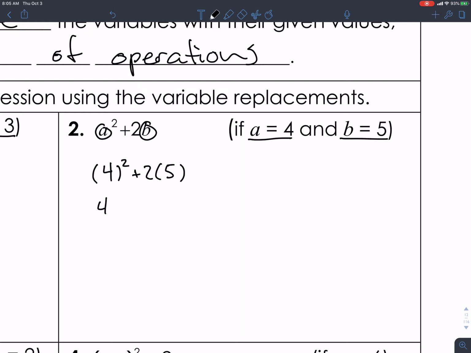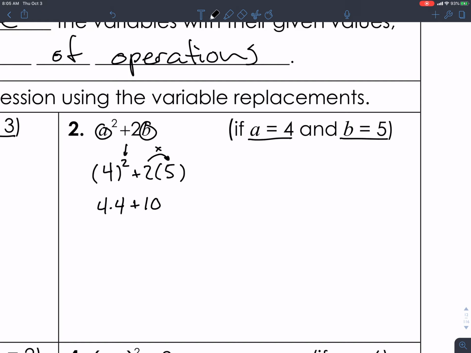Okay, 4 to the second power. That just means 4 times 4. This tells me to write it 2 times and then multiply it. So I wrote 4 2 times and then multiplied, plus 2 times 5. Well, what's 2 times 5? 10. I'm just multiplying that. That's what that always means. A number right next to parentheses always means multiplication.